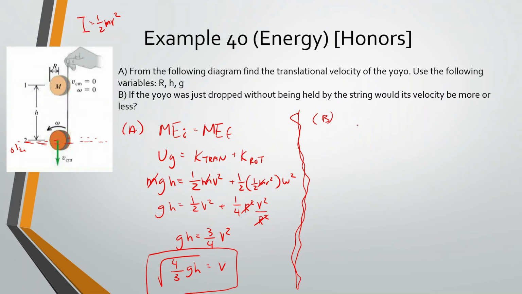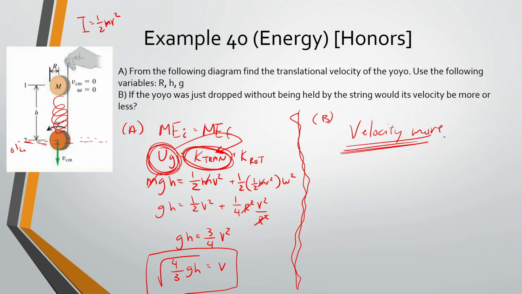The answer is the velocity would be more. Why would it be more? It's because if it's just dropped, it's no longer going to be rotating. And if it's no longer rotating, that means all of the potential energy at the beginning just turns into one thing, translational kinetic energy. It doesn't waste its energy rotating, so all of it changes into translational kinetic energy, which means the velocity would be more.